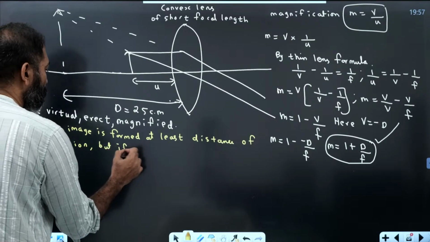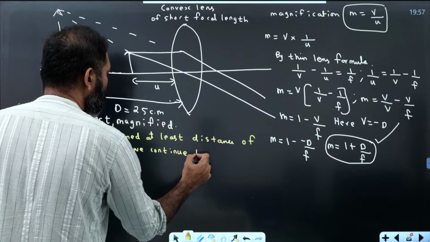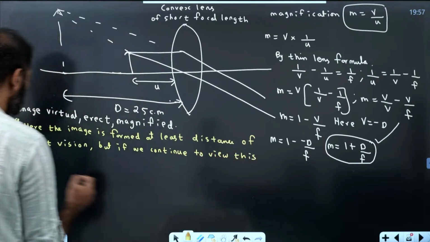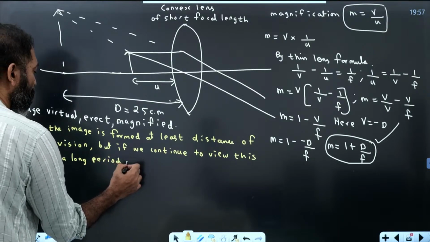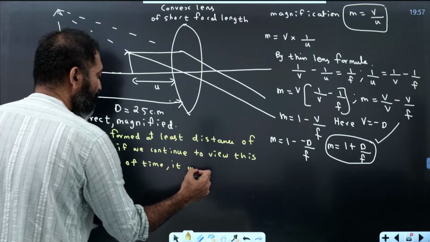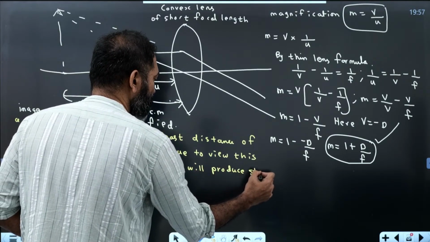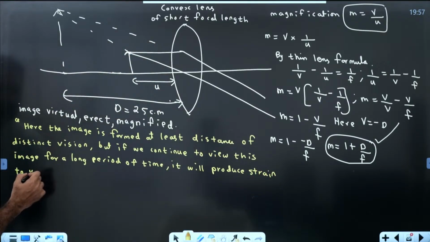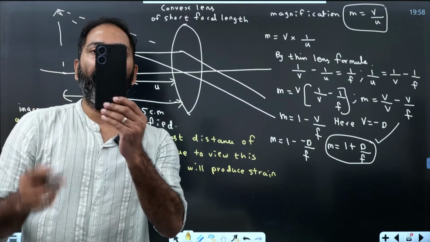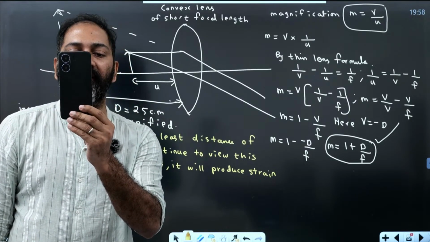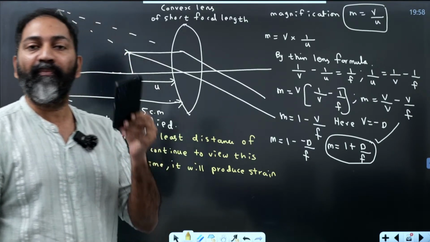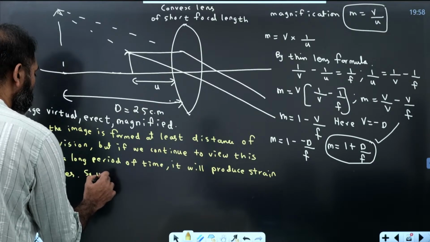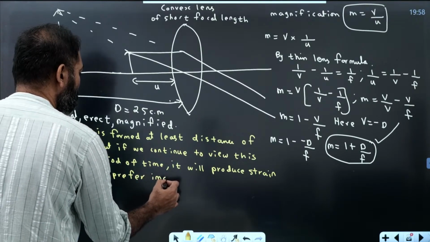But if we continue to view this image for a long period of time, it will produce strain to your eyes. See, suppose I am looking at my mobile. If the mobile is kept at the least distance of distinct vision and I continue to view it for a long period of time, it will produce strain to my eyes. So we prefer the image at infinity.